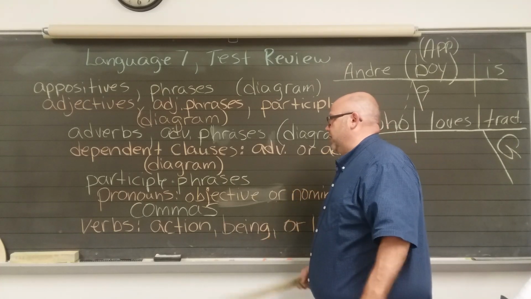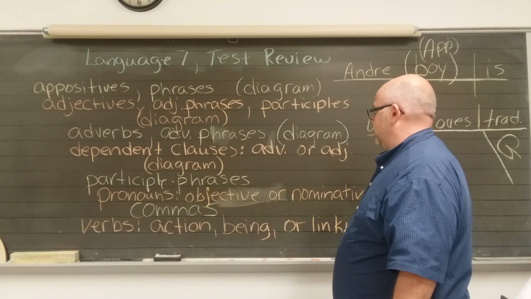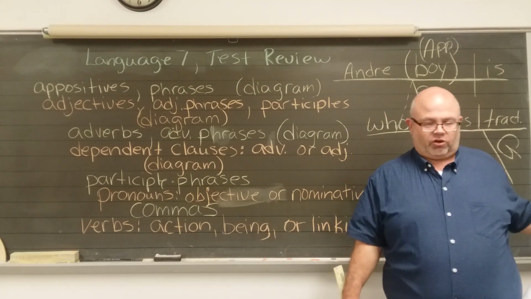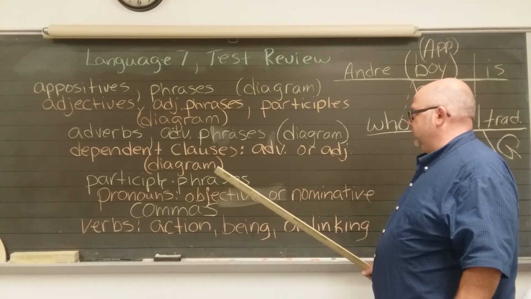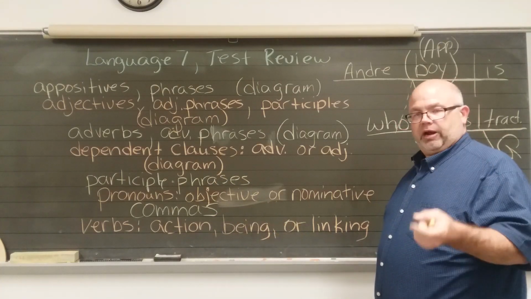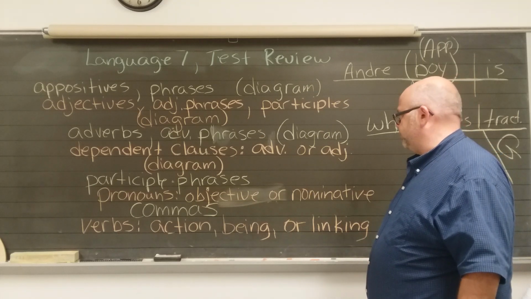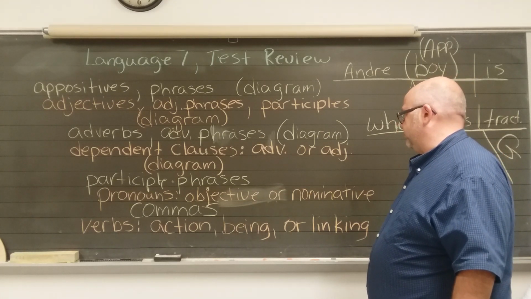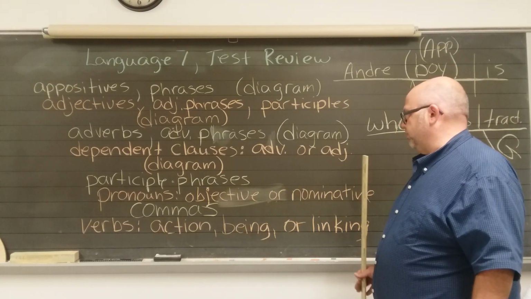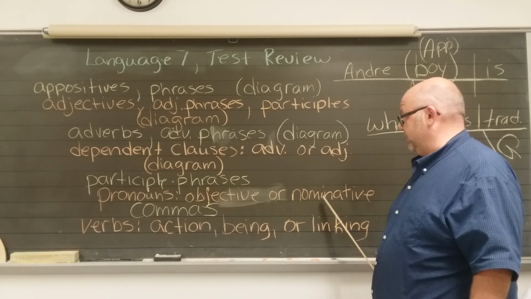Okay, so be able to recognize participle phrases. Pronouns, are they objective or nominative? You have a list of these on the 6th grade reference sheet. Use that and use them correctly. If it is an object, indirect object, object of a preposition, direct object, then it is objective. If it is the subject or a predicate nominative, it is nominative.